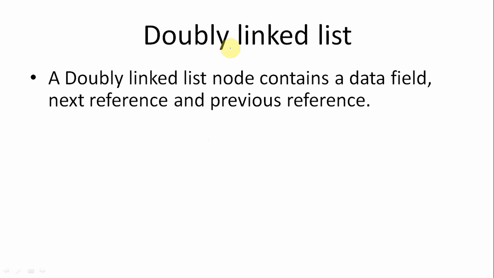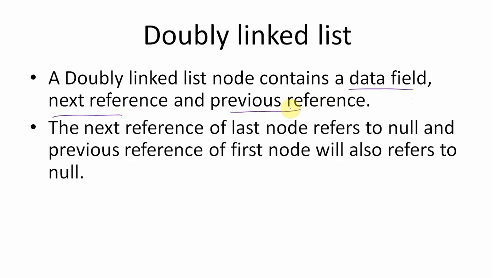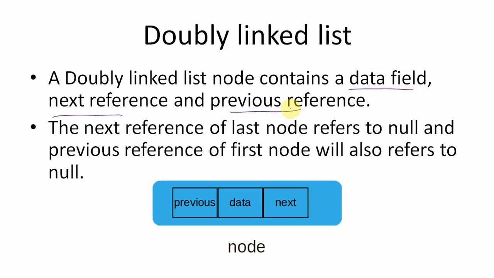In doubly linked list, node contains a data field, next reference and a previous reference. So the next reference of the last node refers to null and the previous reference of the first node will also refer to null. Means the last node's next reference and the first node's previous reference refer to null. So this is the node representation of a doubly linked list which contains a previous, data and a next reference.